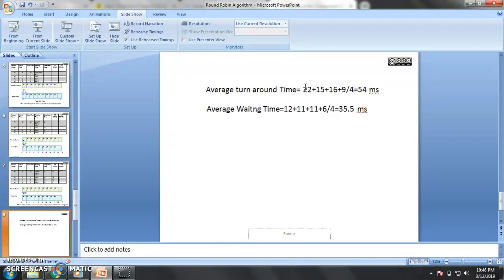So the answer is, we have to add all the turnaround times of the individual processes and divide by the total number of processes. Here the total turnaround time is equal to 54 millisecond. Similarly, we calculate the average waiting time: we have the individual waiting times, and we divide them by the total number of processes. So 35.5 microsecond will be my average waiting time, and 54 microsecond will be my average turnaround time. Thank you.